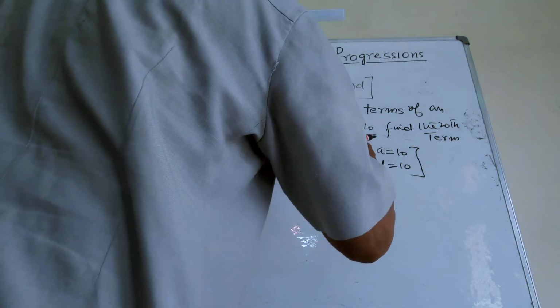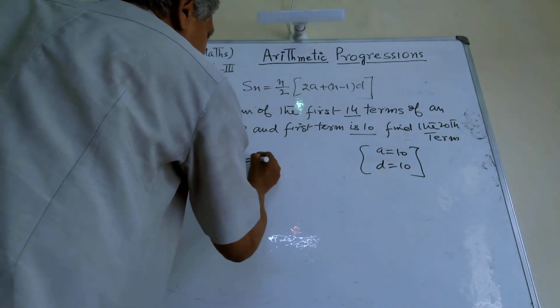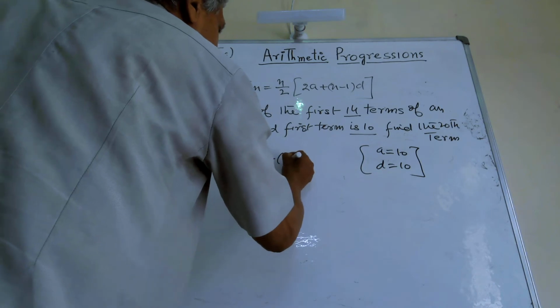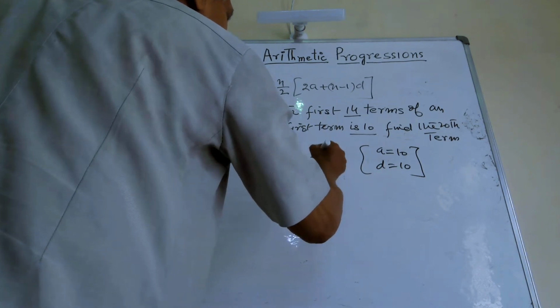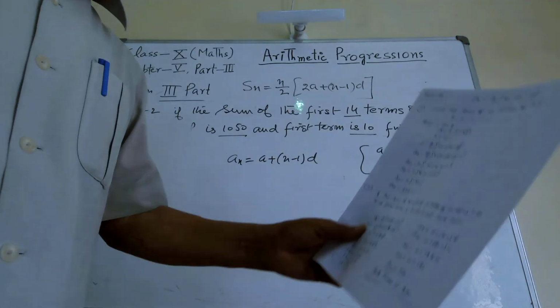Find out the 20th term. Apply the first formula: an = a + (n - 1) d. In this question, you have to apply both the formulas.